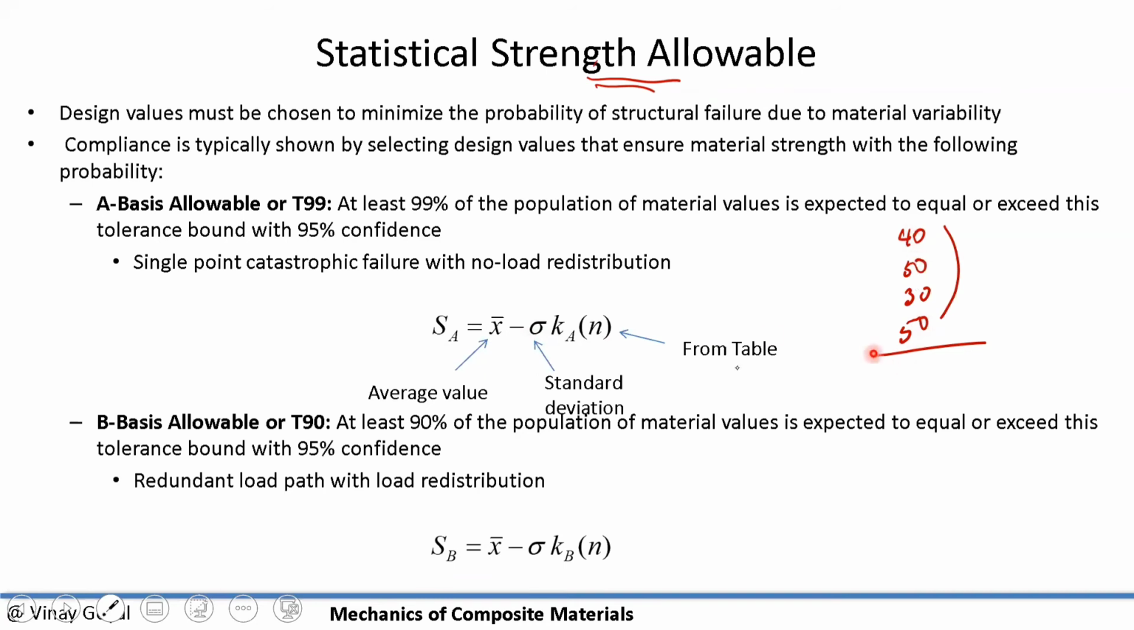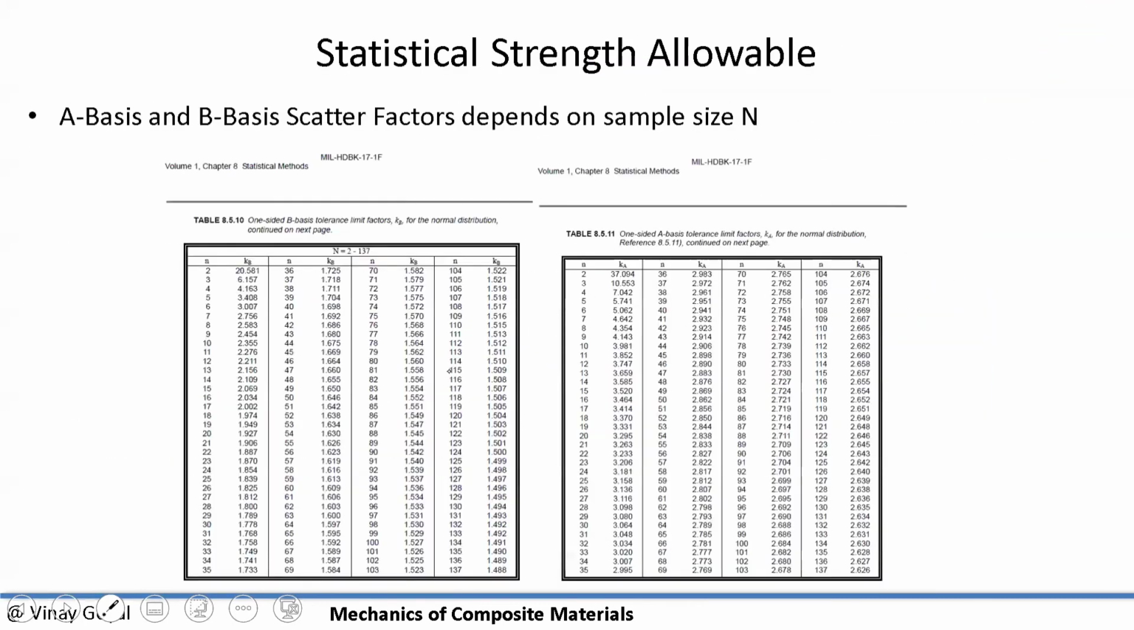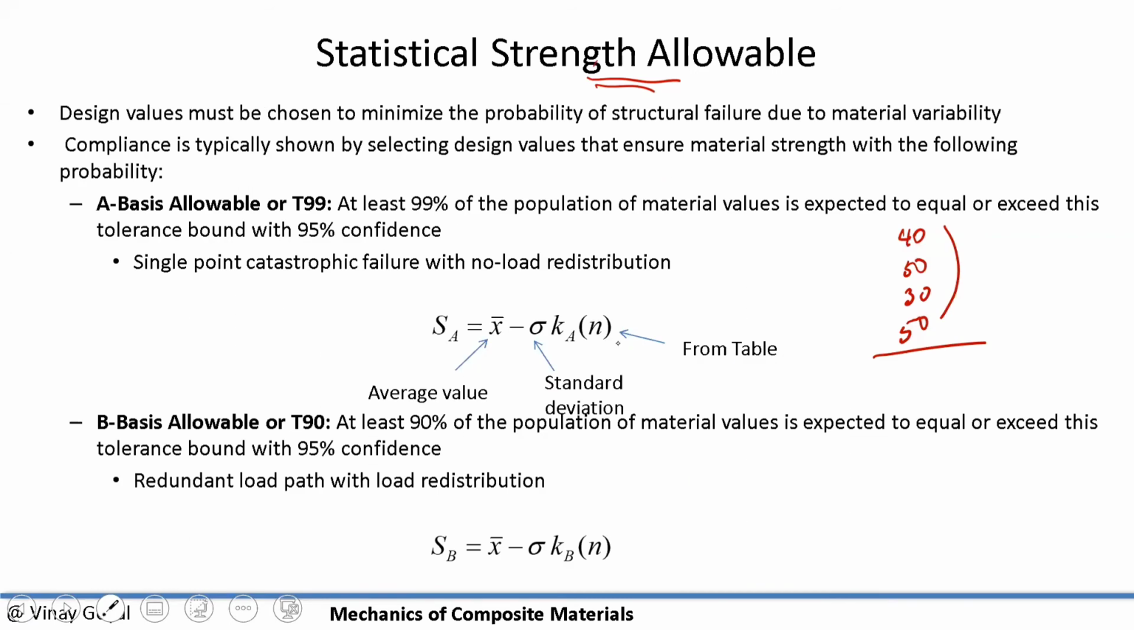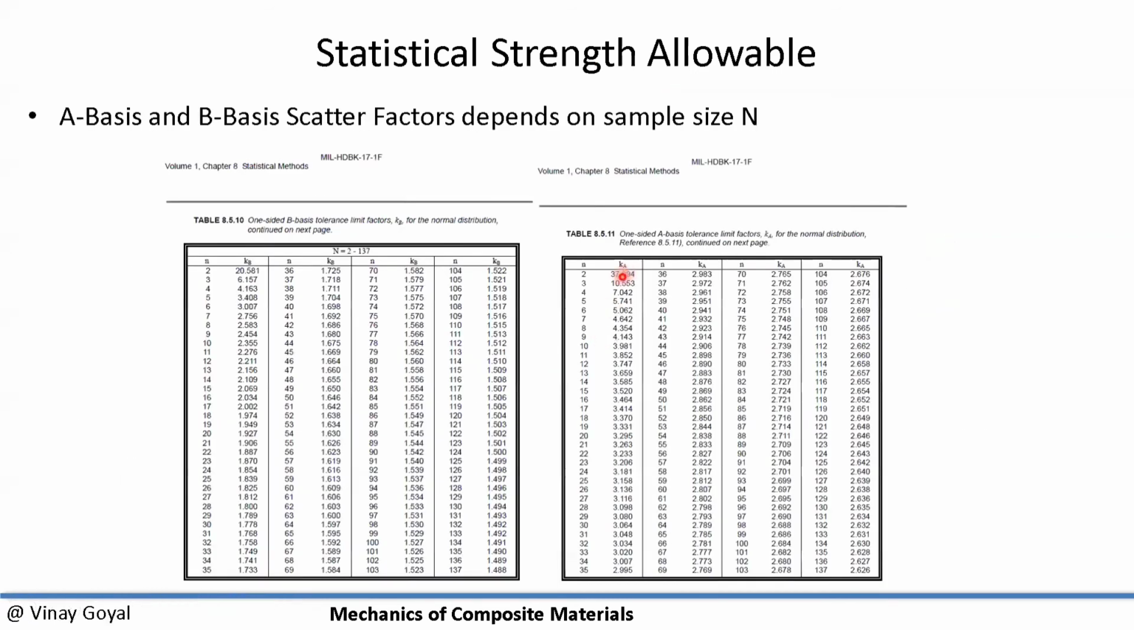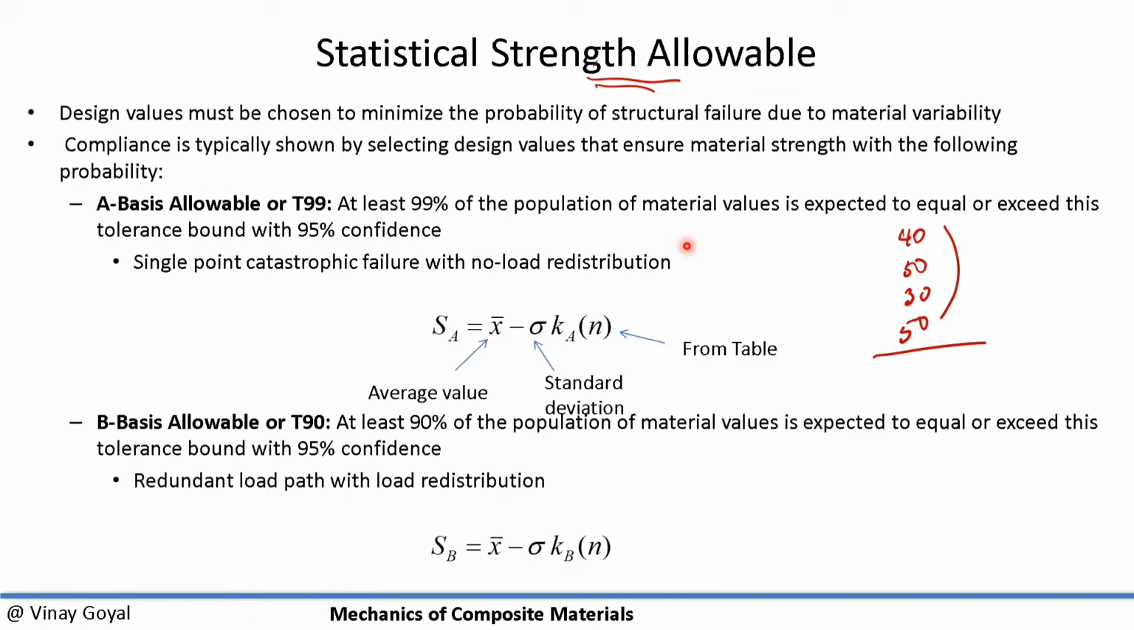I can find it. All I have to do is find K from a table, and that K is given here. You can see it. So how many samples do I have? I have 4 here, so I go here and I see 7.042 A basis. So that's what I plug in here in this K. That gives me the A basis allowable. And I want to design to this. I don't want to design to the average.